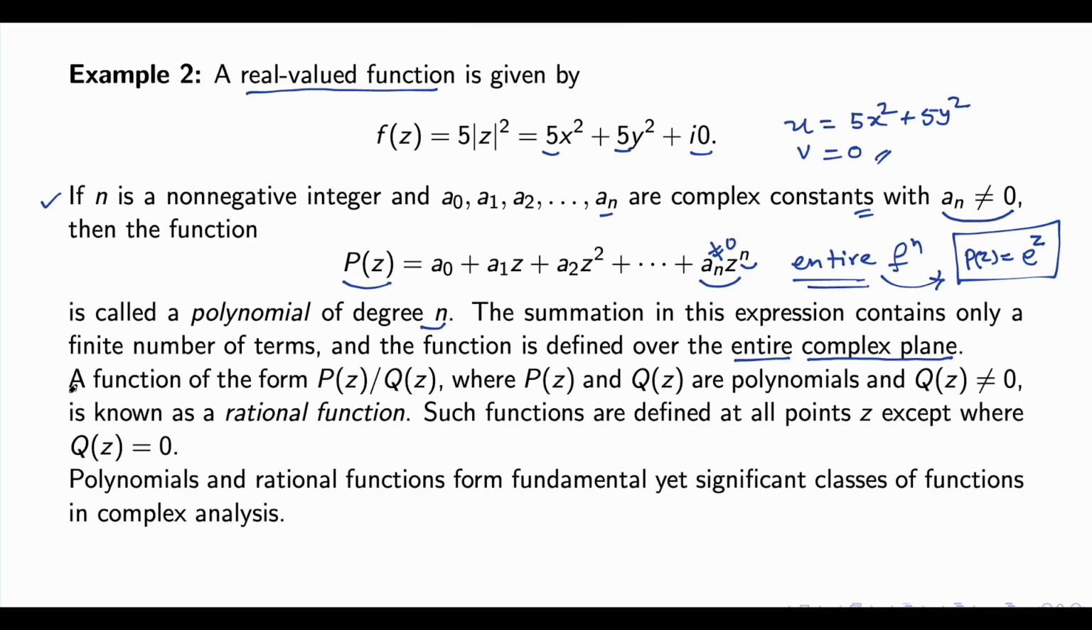Similarly, a function of the form P(z) by Q(z), where P(z) and Q(z) are polynomials and Q(z) is non-zero, because the denominator should not be zero. This is known as a rational function. Rational functions and polynomials are very important in complex analysis.